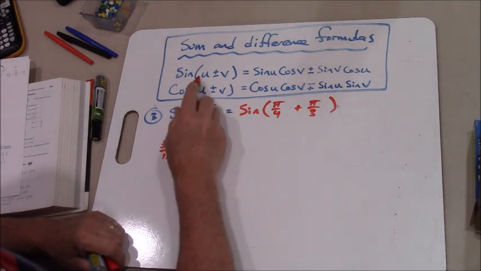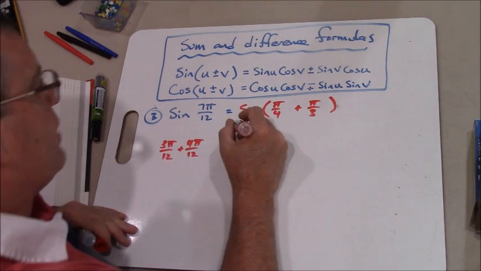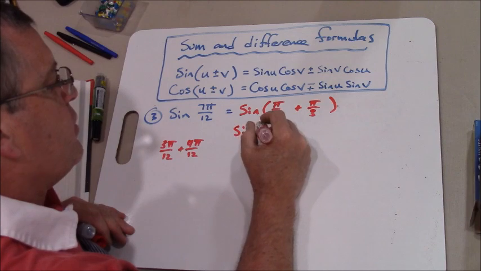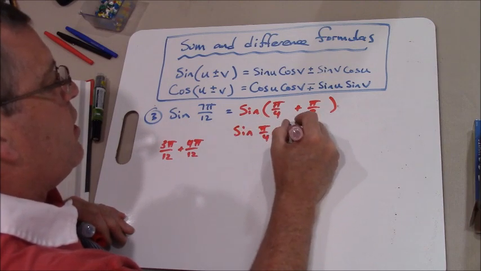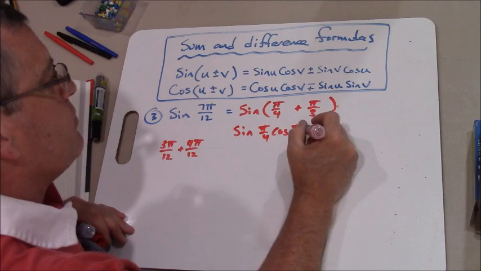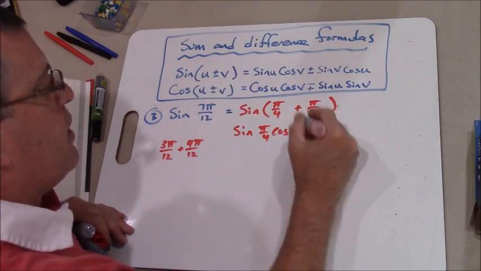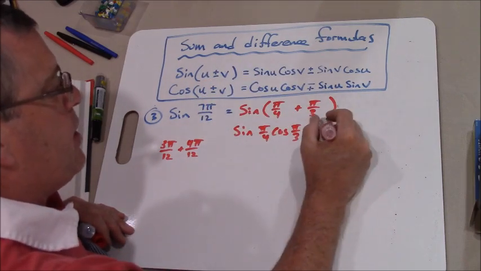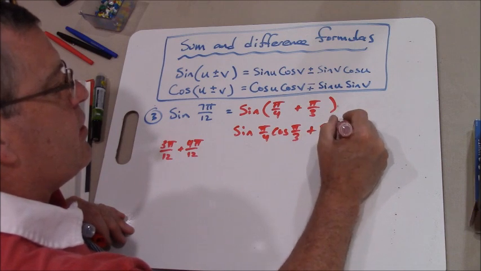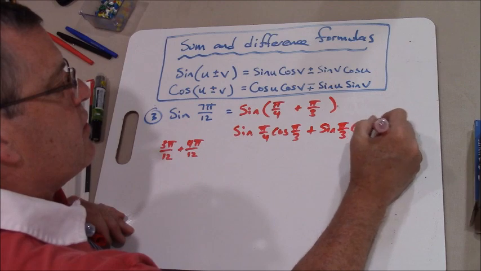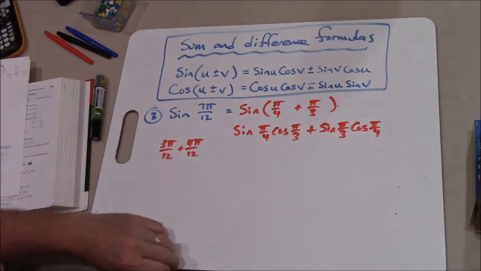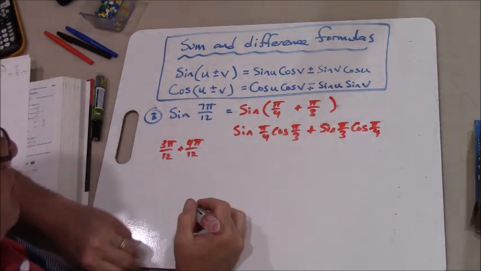But if you want to leave it like this, that's fine. So our formula for sine is the top one here. We've got sine of the first angle, which is pi over 4. Cosine of the second angle, which is pi over 3. This sign stays the same, so plus, and then swap the angles. So sine of pi over 3, cosine of pi over 4. And so now I just need to find those on the unit circle.